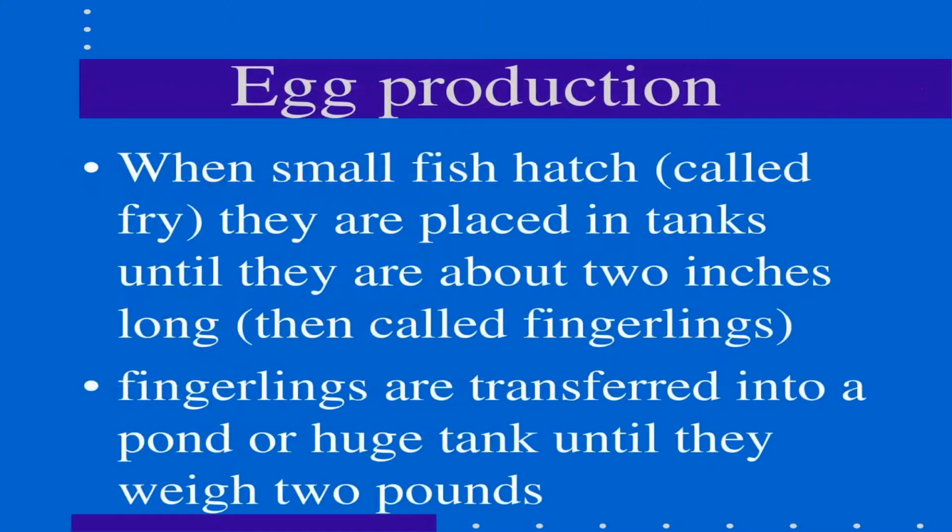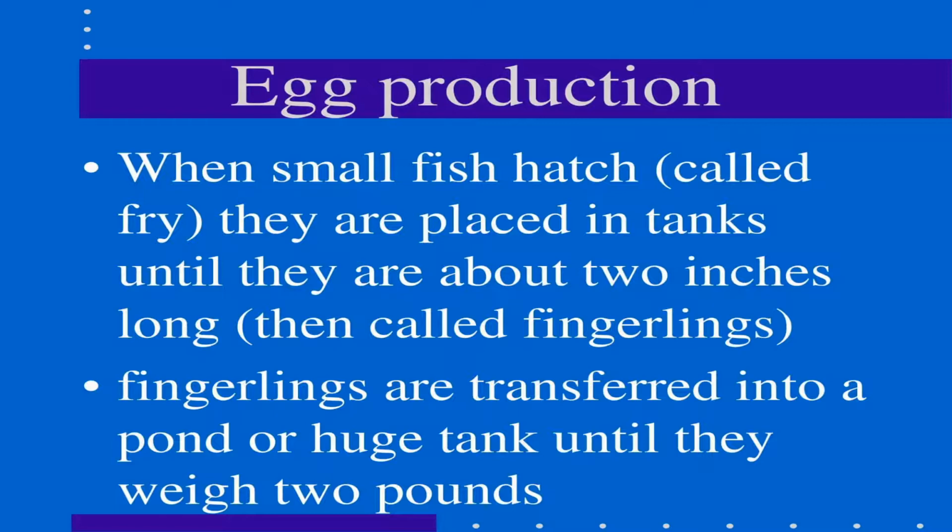Next. Now, in seed production, when small fish hatch, they are called fries. After hatching from the egg, the small minute fishes are called fries. They are placed in tanks until they are about 2 inches long. So, the newly hatched fries are developed in the tanks until they grow up to the size of 2 inches. These 2 inch sized fishes are called fingerlings. Newly hatched are called fries, and 2 inch long fishes are called fingerlings.